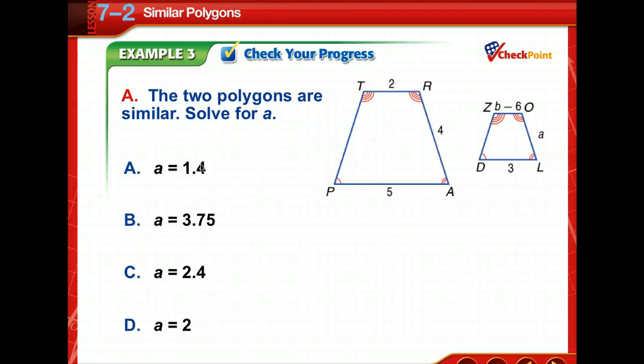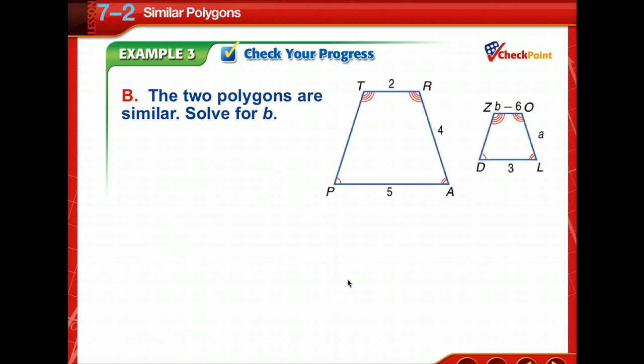Okay, so time to check your progress. Pause the video for a moment and work this one out. Did you get answer C? I said A is to 4, because I'm trying to find A, so A is to 4 as, and here's our other value that I have, 3 is to 5. So set that up, I end up with 5A is equal to 12, so A is equal to 2.4.